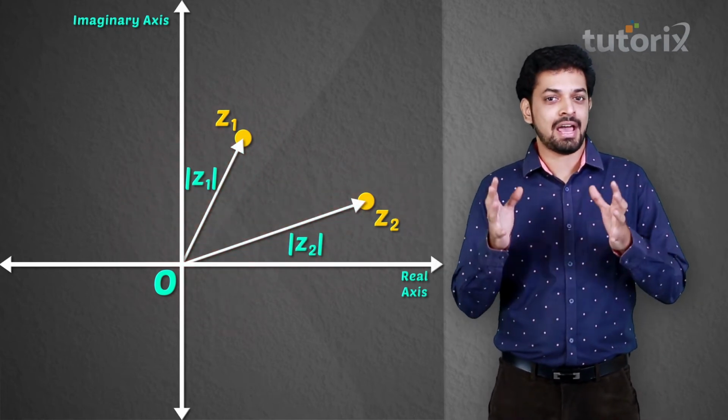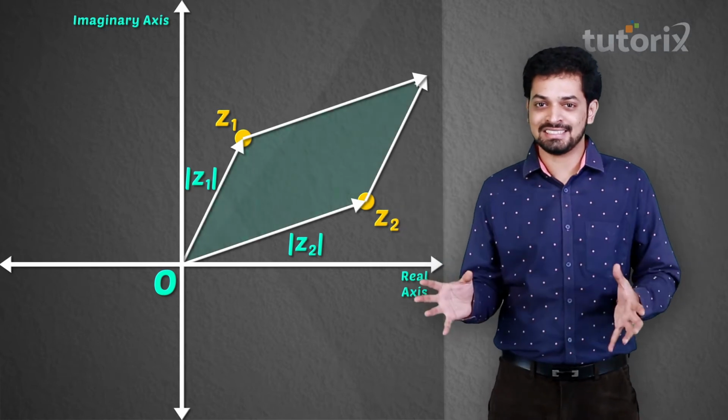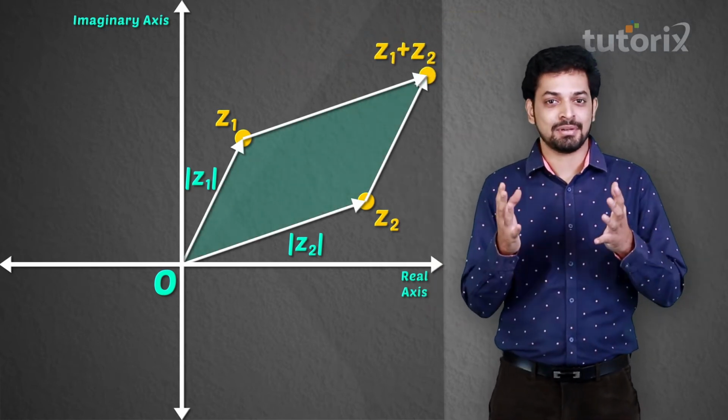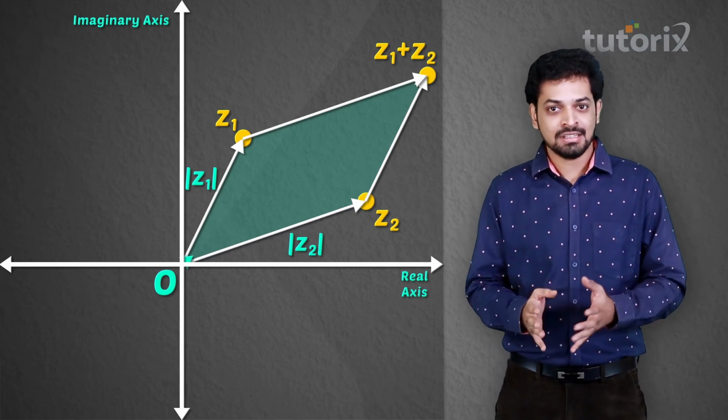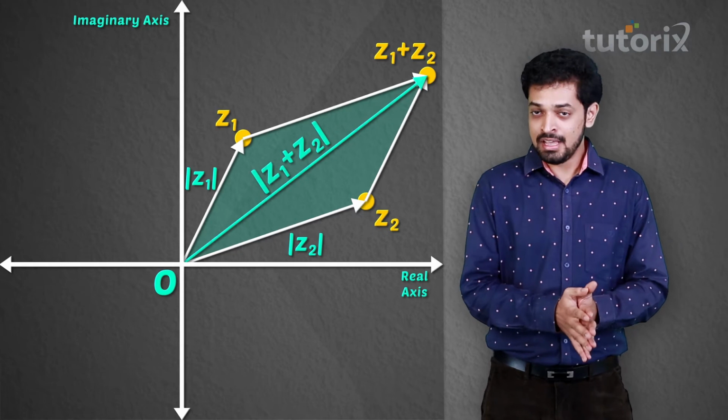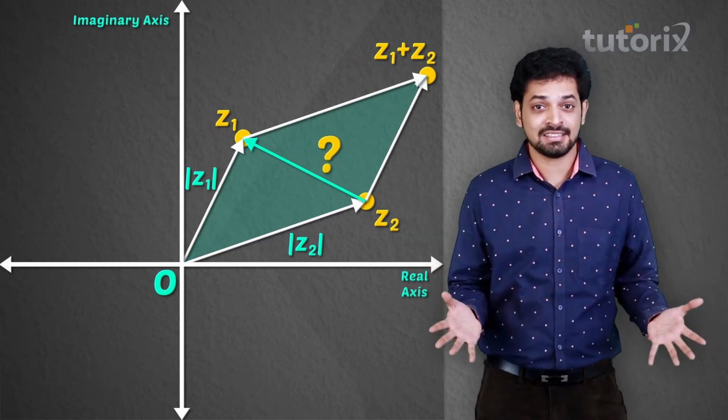And if you construct a parallelogram with these two line segments as the edges and sides, then the other vertex is nothing but the point z1 plus z2. So the length of the longer diagonal is mod z1 plus z2. And what is the length of the smaller diagonal?